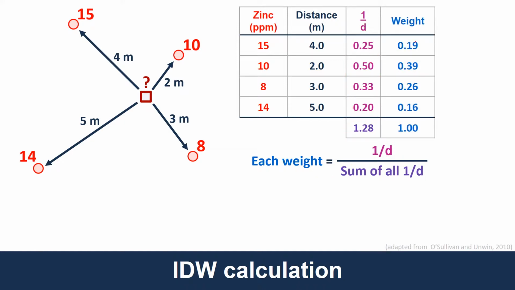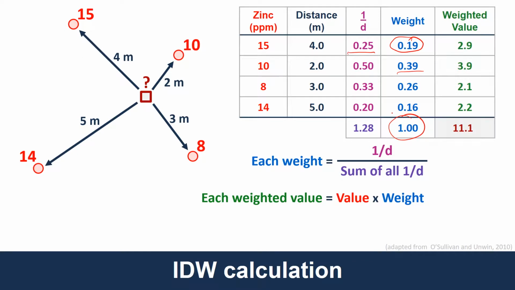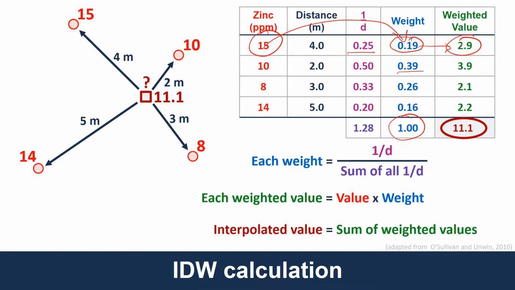And so when we do that, we end up with these weightings here that have been standardized. So a distance of 1/d, which is 0.25, becomes a weighting of 0.19, 0.39, and so on. And like I said, the important thing here is that all of the weights together add up to 1. So we have the value multiplied by the weight, and so we end up with a weighted value. So we have our 15 multiplied by a weight of 0.19, and that gives us a value of 2.9. So that's the weighted value that's going to be used for our calculation. So then our interpolated value, so the whole point here is that we're trying to figure out what that value should be. We add up all of the weighted values here, that gives us a value of 11.1, and that's our estimated value, or calculated using our inverse distance weighting for that location.